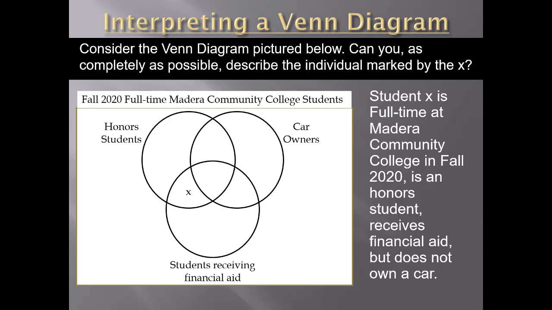So put the information about the samples, about the subsets, also put the information about the population, but don't forget to include information about what the student is not. In this case, that student is not a car owner.